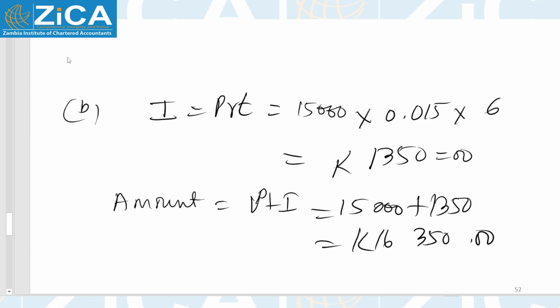It will give you 3,000. That is 16,350. For the future value, if you are asked to find that, this is what I'm saying. This is an amount of an annuity. Where you make mistakes is on the formula.